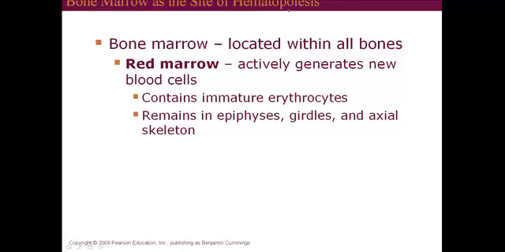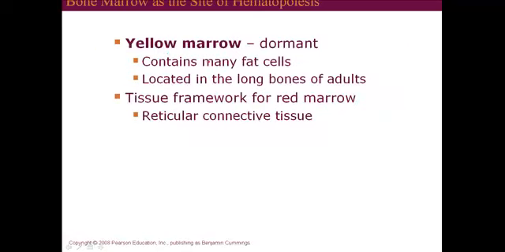So bone marrow is the site of hematopoiesis. It's located within all bones. Red bone marrow actively generates new blood cells and contains immature erythrocytes. They remain in the epiphyses, the girdles, and the axial skeleton. The yellow marrow, remember that? It's dormant and it's mostly fat. It's located in the long bones of adults and has a tissue framework for red marrow, and it's made of reticular connective tissue.